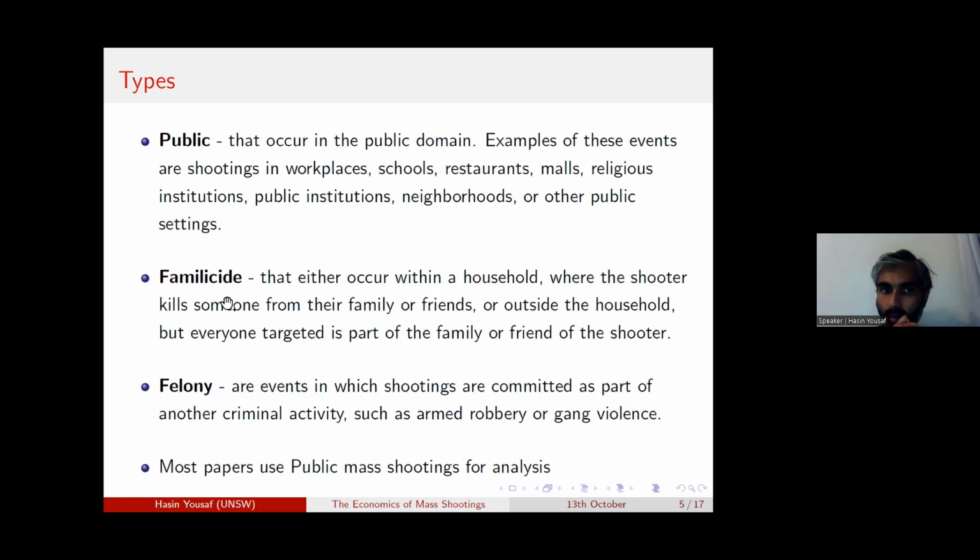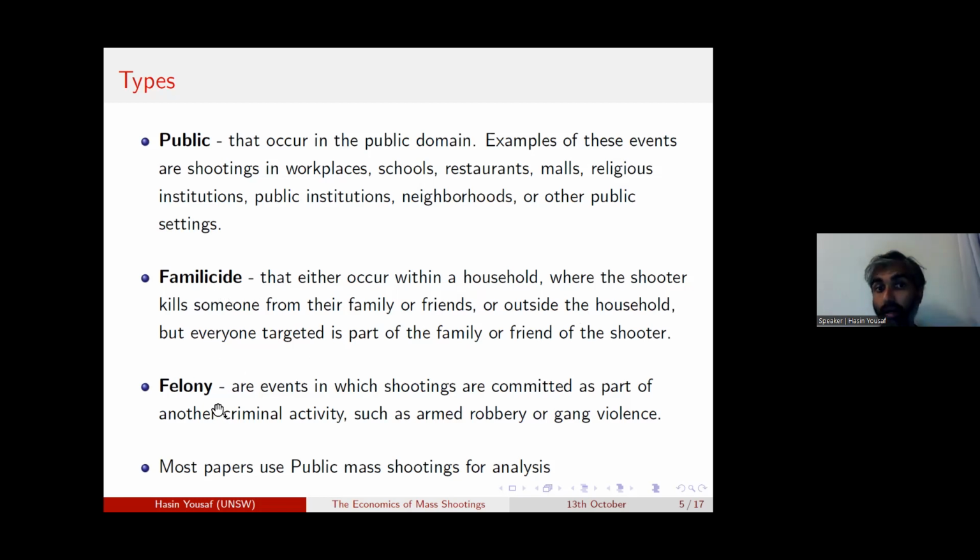Then the other big source of mass shootings are feminicide or mass shootings that occur within a household. Generally, these are acts of domestic violence, mostly committed by men who have access to a gun, and they end up killing their family, even extended family and friends. Sometimes it spills over to outside the household, but everyone targeted is part of the family. So sometimes there are mass shootings that occur in a public domain, for example in a mall, but the shooter wanted to kill their family member. So they are characterized as feminicide mass shootings.